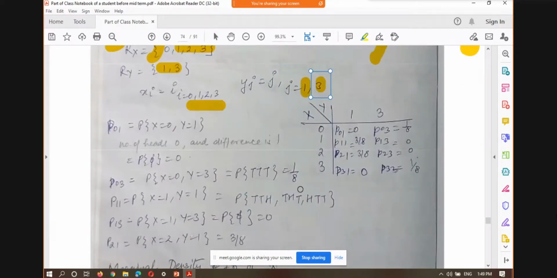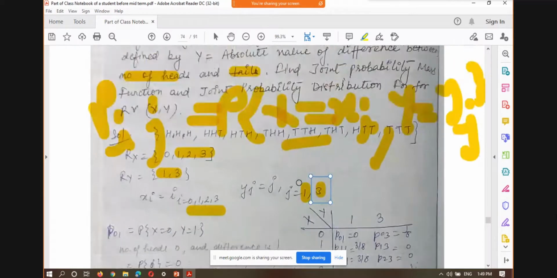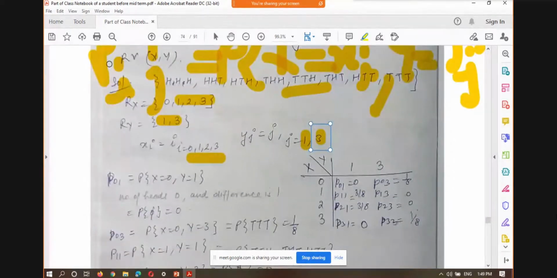Now I calculate what we call Pij. So Pij I have to calculate for each i ranging 0, 1, 2, 3 and for each j, 1 and 2. So that means if I want to know what is P01, it means i is 0 and j is 1. So P01 means X equals 0 and Y equals 1.